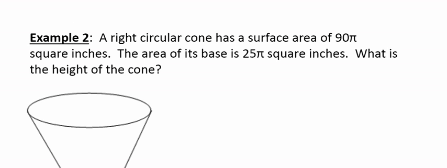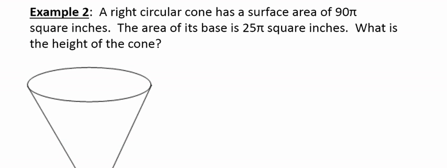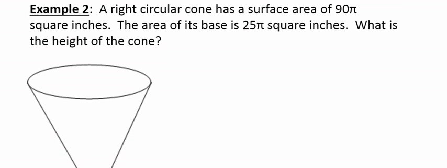Let's go ahead and look at the next example. This one also has to do with a right circular cone, but in this case they're telling us that the surface area of this cone is 90 pi square inches. They're also telling us that the area of its base is 25 pi square inches, and they're asking us to find the height of the cone.